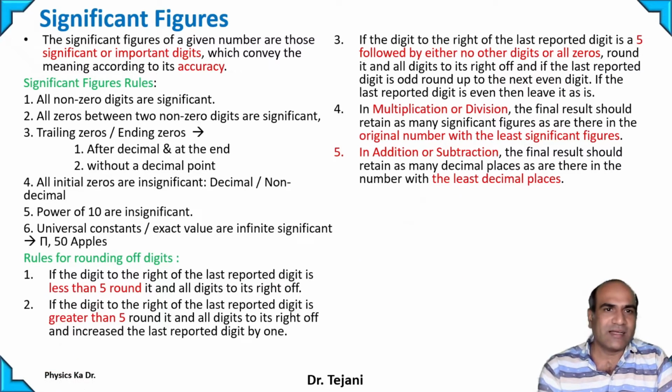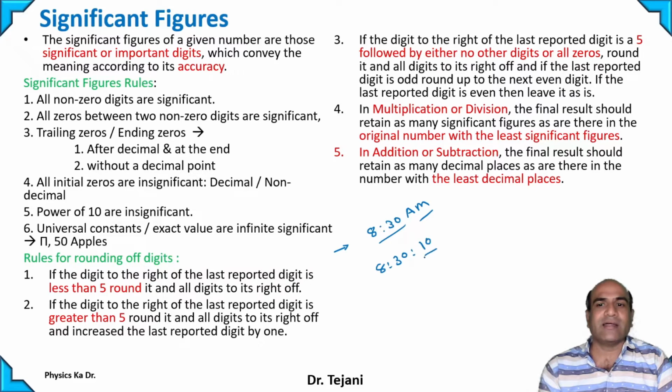So let's see here how it works. The significant figures of a given number are those significant or important digits. That means the important digits. Say for example, if I say we will meet tomorrow morning at 8:30 a.m. I can also say 8:30 and 10 seconds. Does it require showing 10 seconds?